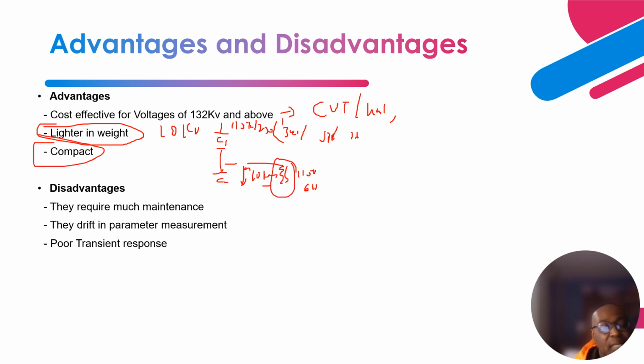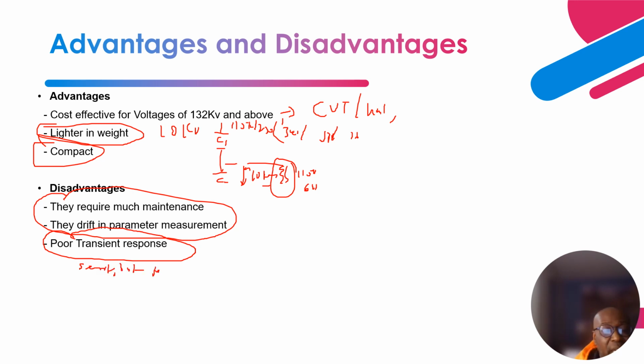They are also very compact, because of the capacitors that are utilized, and the small size of the electromagnetic unit makes it more compact. Now let's talk about disadvantages. They drift in parameter measurements, right? They require a lot of maintenance. Compared to a high voltage inductive transformer that requires maintenance about every 6 years, they also have a poor transient response, and they are sensitive to disturbances on the transmission line.